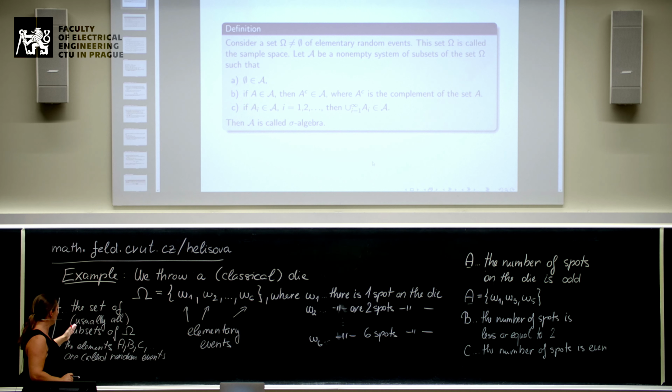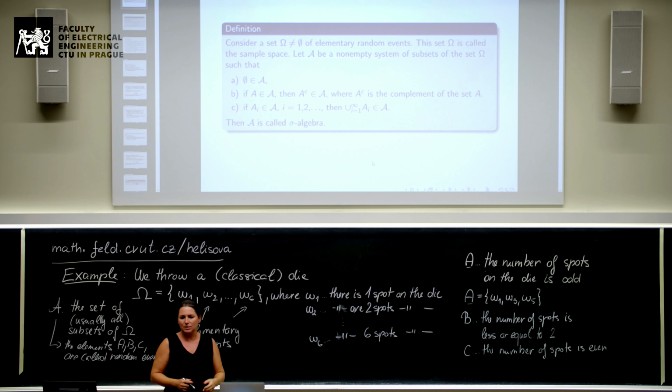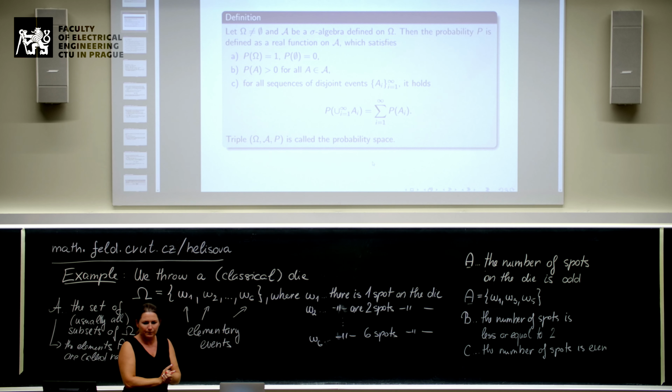It is the set of all subsets of these elementary events. These elements are called the events, and on these events we will define the probability. Are there any questions to the term sigma algebra? If not, let's define the probability and the term probability space.